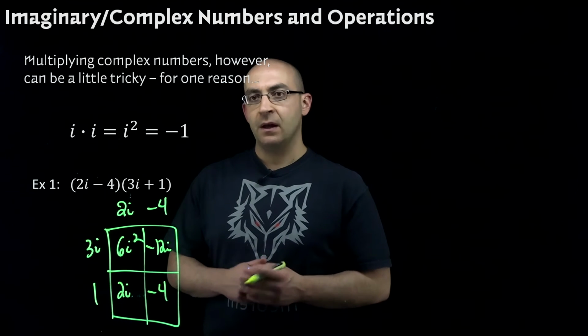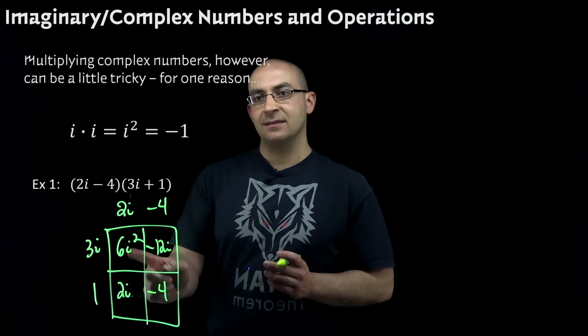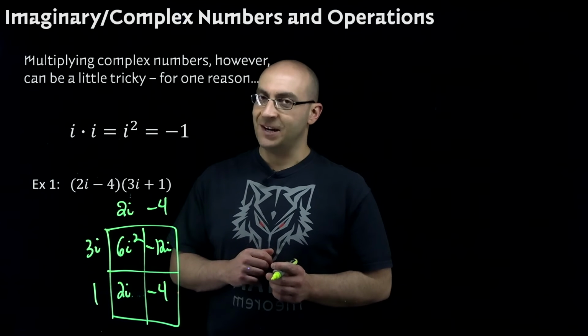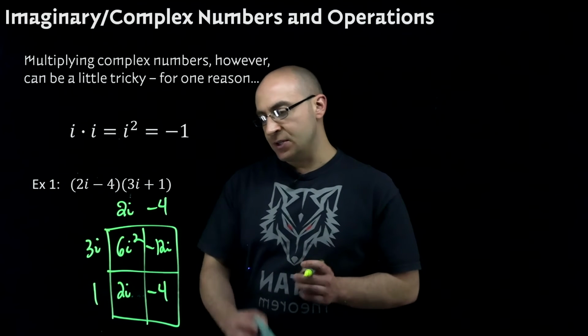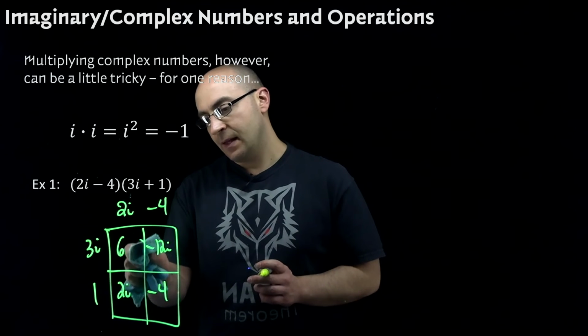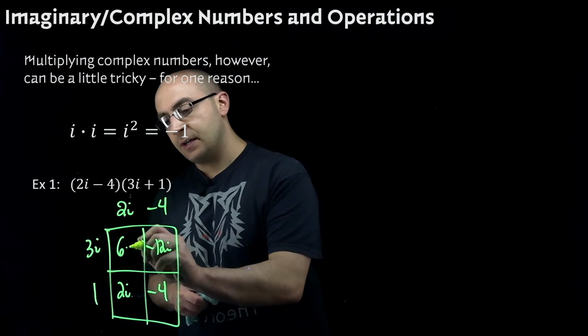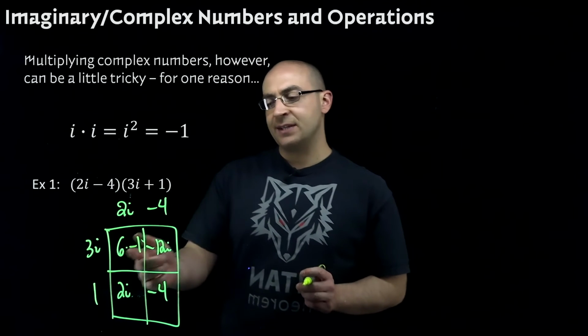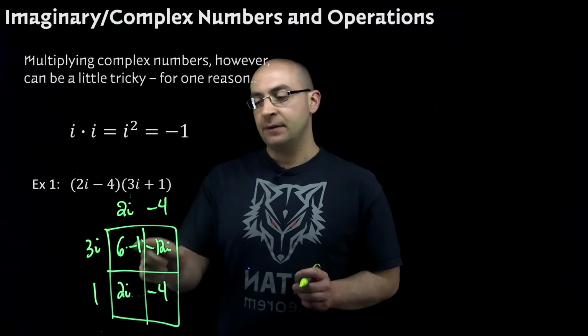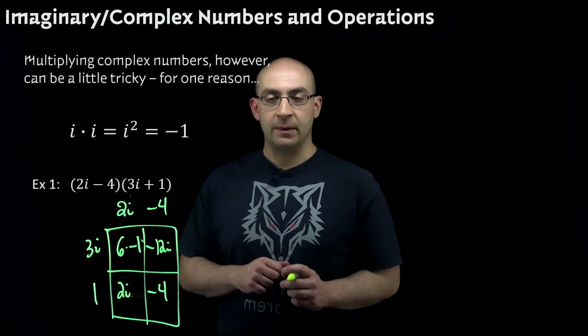Okay. Now, I can't leave this box as it is, because i squared is what? Negative 1. So what I'm actually going to do here is erase this i squared, put a multiplication sign, and put negative 1. Because 6i squared said 6 times i squared. Now it's just 6 times negative 1.